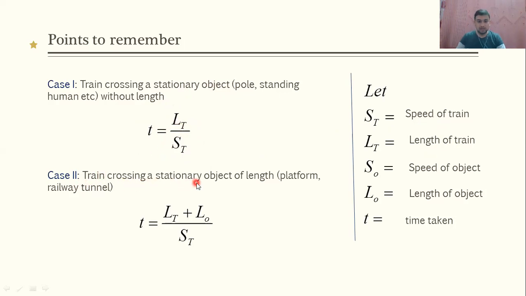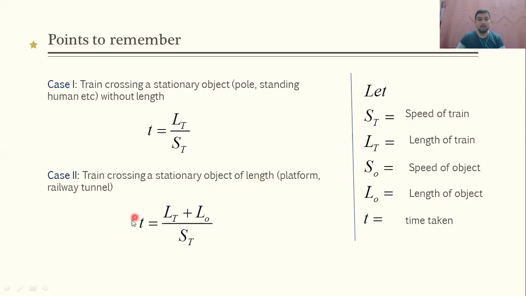Case 2. Train crossing a stationary object of length. So let's say there is an object, let us consider a platform. The platform will have a certain length, so the length of the object is given, but it's a stationary object. Whenever there is a stationary object, there is no question of relative speed. Relative speed comes into the picture only when there are two moving objects. In case 1 and case 2, only the train is moving while the object is stationary, so we are not talking of relative speed here.